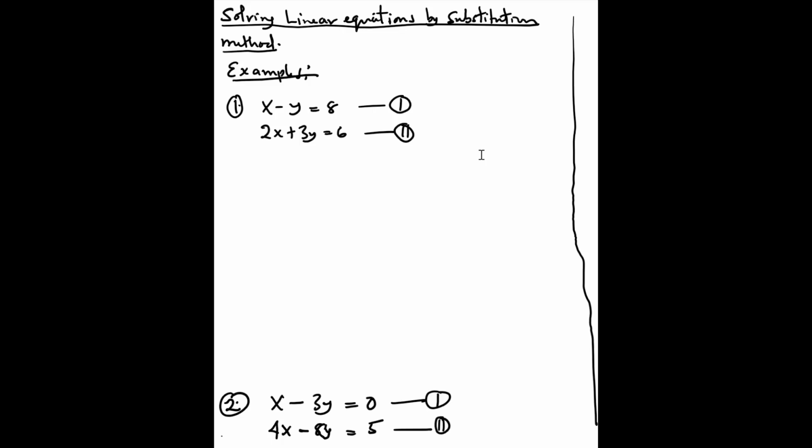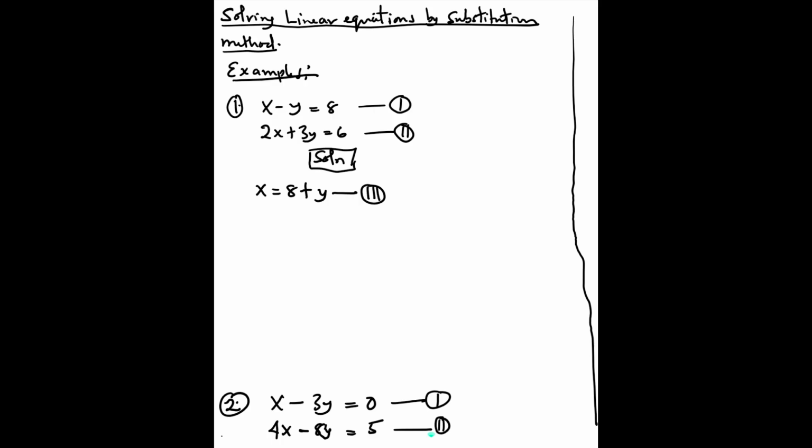So in this one, in question 1, we are given x minus y equals 8 as equation 1, and 2x plus 3y equals 6 as equation 2. Okay, and now we have to find x and y by substitution method. From equation 1, I'm going to write x equals 8 plus y, making x the subject of the formula, to make another equation 3.